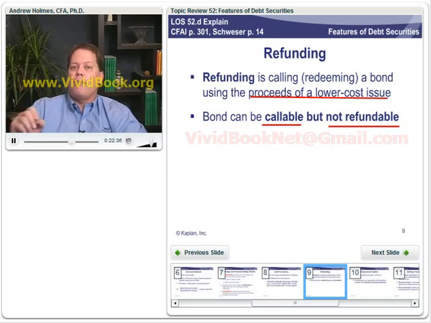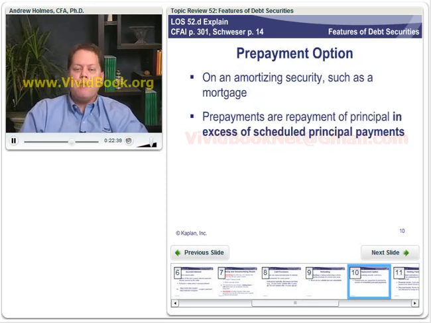A prepayment option, for our purposes, is the same thing as a call, only this is for an amortizing security, such as a mortgage. So you have this prepayment option, and that means that anytime you want, you can call the debt back. So I'm a mortgagor, I've issued a mortgage to the bank in order to buy my house. They're the mortgagee, and I have a prepayment option.